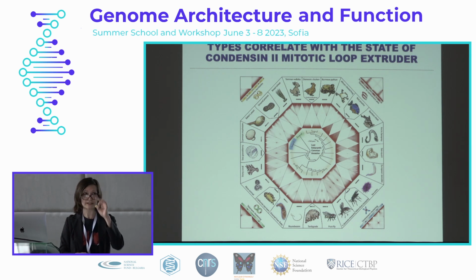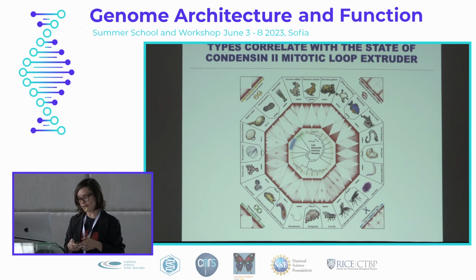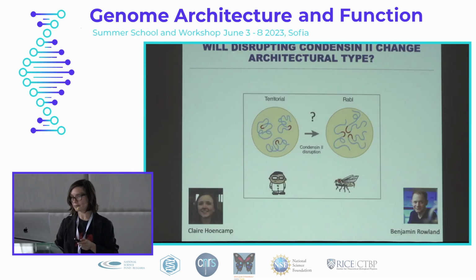And anytime that you see a white dot, it means that one of these subunits is broken. And what we noticed is that very often the type 1 architecture, the rabble one, would have some of the condensin broken. In fact, anytime that you had the condensin 2 broken, you would have the rabble. And so clearly we had some kind of a correlation, but did we have causation?